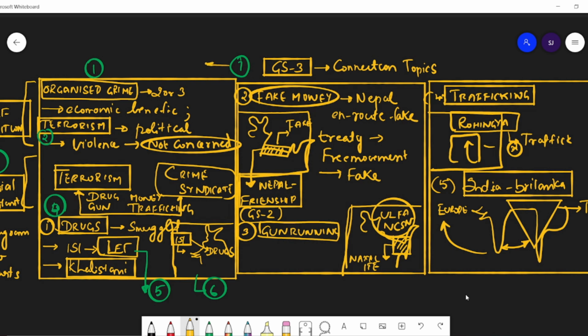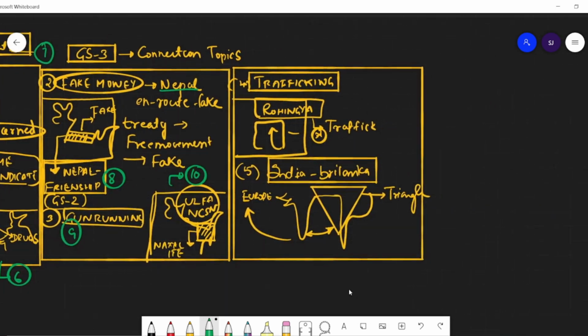One of the aims of demonetization was to remove this fake currency. So when we are talking about fake currency, all these are keywords: demonetization, then the India Nepal friendship treaty. So this is eight. Next, gun running, nine. And you have this diagram. In this diagram, you are talking about Naxalism also, right? Ten points. So see, all the keywords in internal security that we are reading are there.